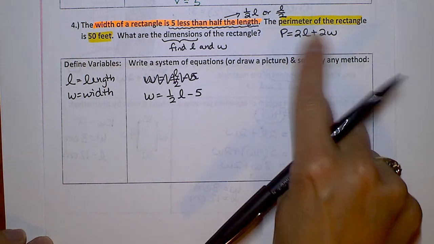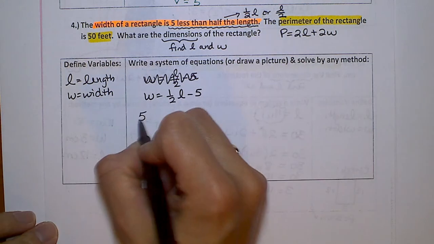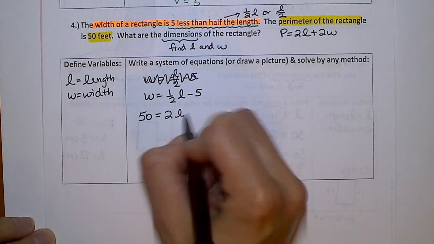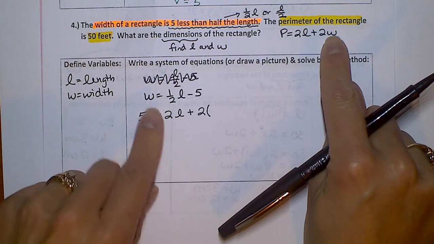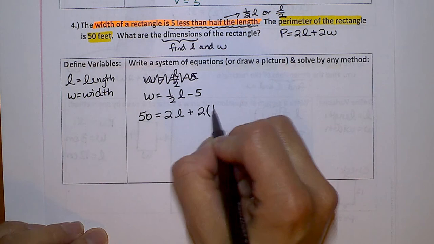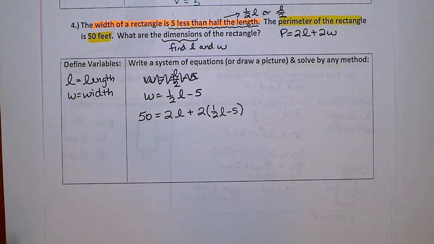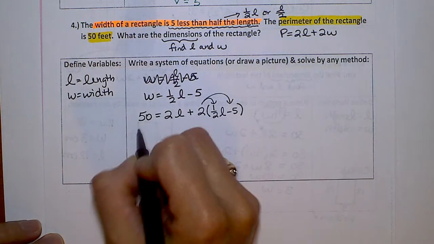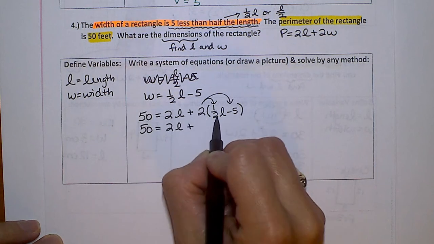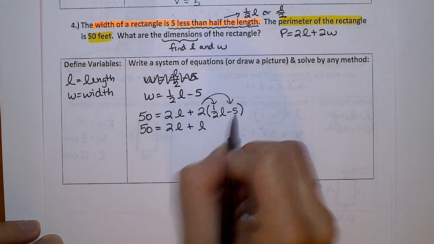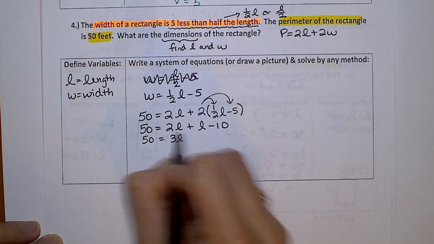Okay, our perimeter is 50, so don't put P, put 50 in for perimeter. 50 equals 2L plus, now instead of 2W, I'm going to replace this W with 1/2 L minus 5. Yeah, it's going to be better if we write it as 1/2 instead of L over 2. We are going to distribute. So 50 equals 2L. Now, plus 2 times 1/2 is 1, so 1L, and 2 times 5 is minus 10. So we have 50 equals 3L, because 2 plus 1, minus 10.